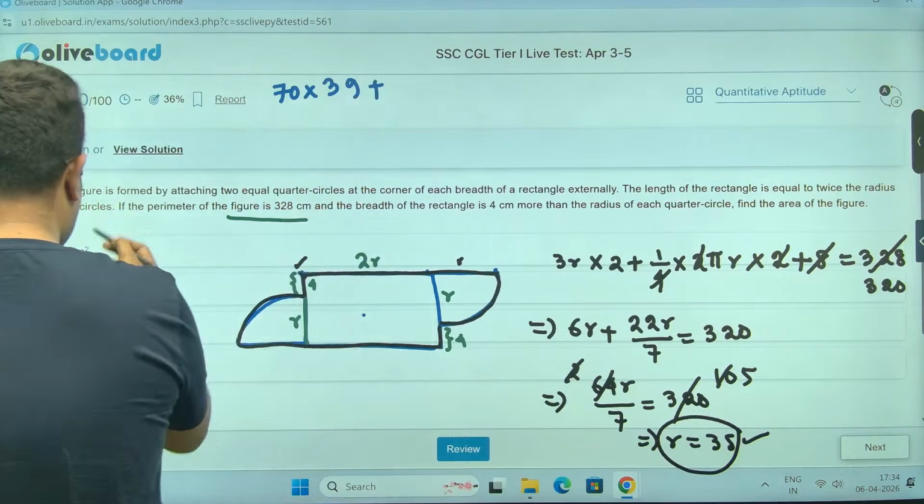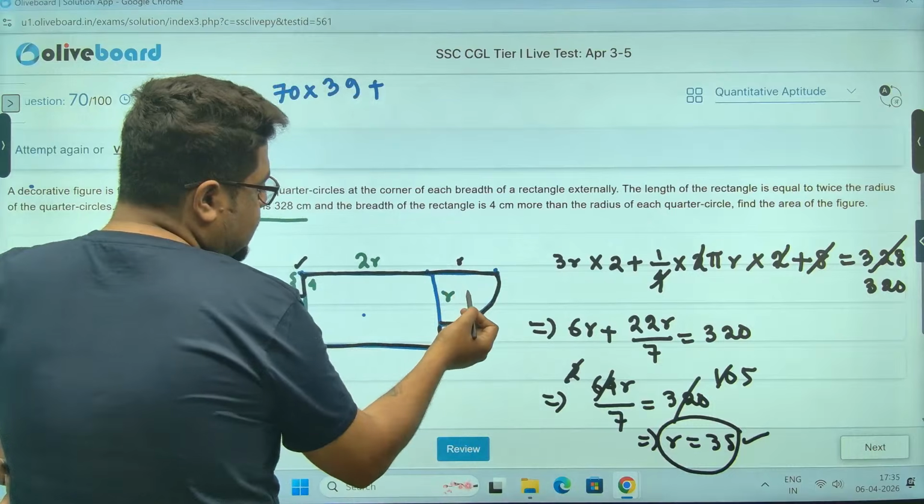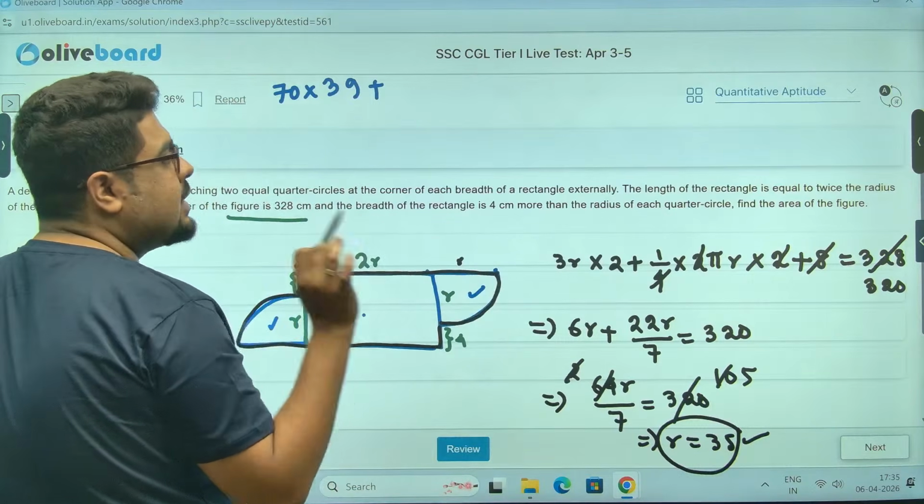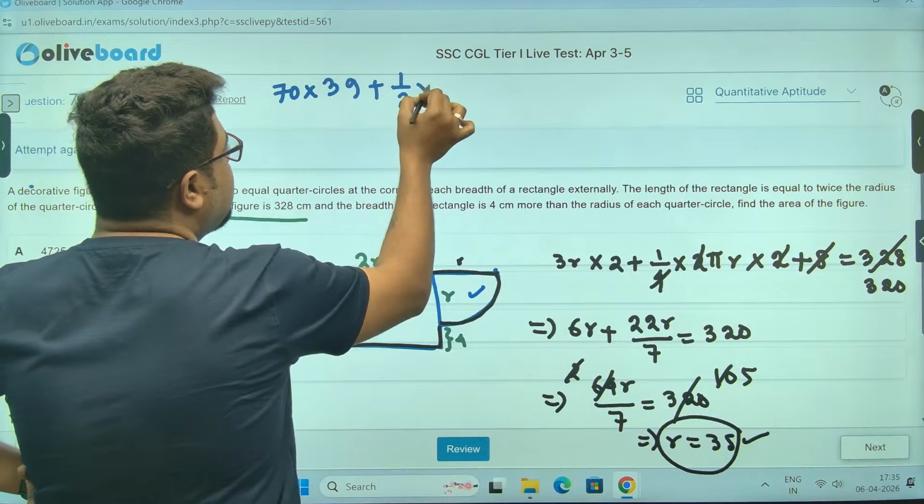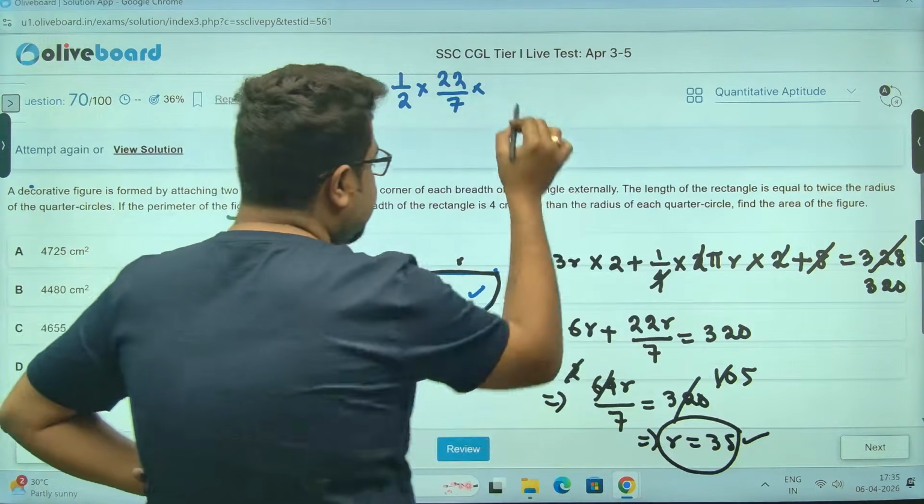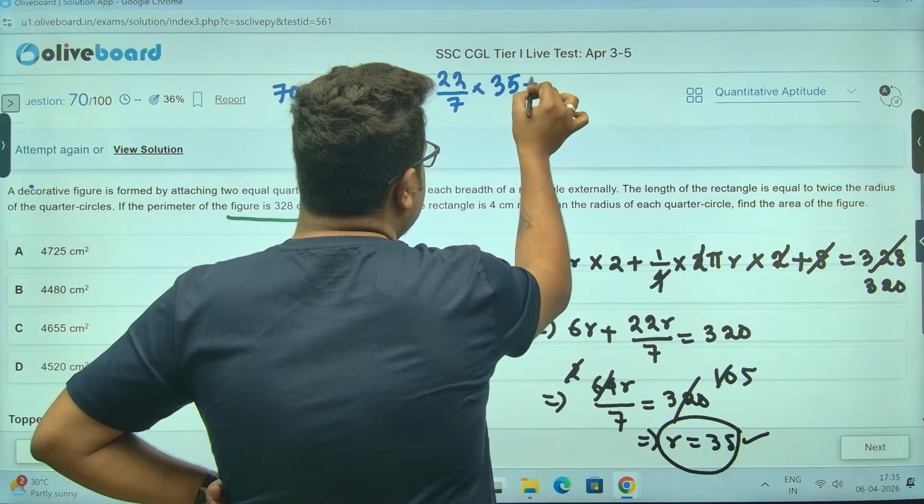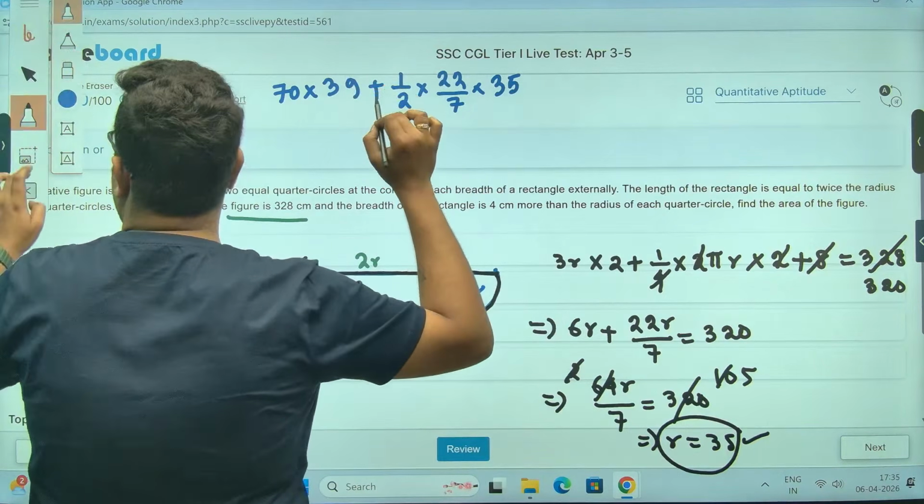Plus, unit digits are also not matching. Acha, plus, so 1/4 of a circle plus 1/4 of a circle, meaning a semicircle. So pi r square by 2, 1 by 2 pi r square. Pi meaning 22 by 7. R square meaning, sorry, 35 into 35. Correct, sir? Because R is 35.